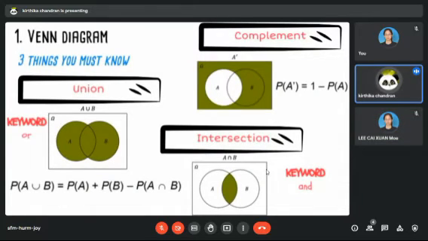Alright, with this I will start with the Venn diagram, where there are 3 important things that you must know. First of all, number 1, the complement, where in order to find out the probability of A not occurring will be 1 minus probability of A. Next, it will be union. Another word to describe union is OR. Next, intersection. Another word to describe intersection, the keyword will be AND. And not forgetting the formula, probability of A union B equals the probability of A plus probability of B minus probability of A intersect B. Are you clear? Yes, I'm clear.